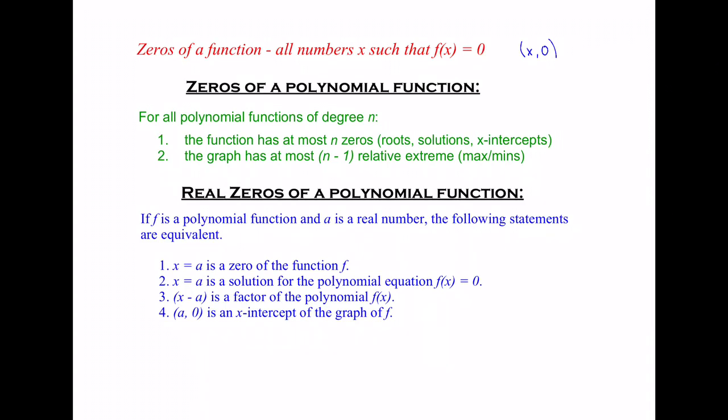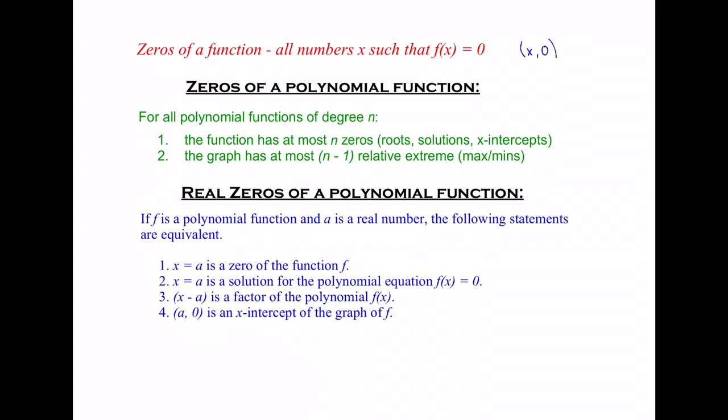Zeros of a polynomial function, two things that we can look at. For all polynomial functions of degree n, once again, that's that highest exponent of the polynomial, the function has at most n zeros. So with zeros of a function, you can have at most whatever the degree might be. So if it's an x cubed, you could have potentially 3 zeros. Also, we'll talk about roots, solutions, and x-intercepts in terms of those similarities between those four different words: zeros, roots, solutions, and x-intercepts. The graph has at most n minus 1 relative max and min.